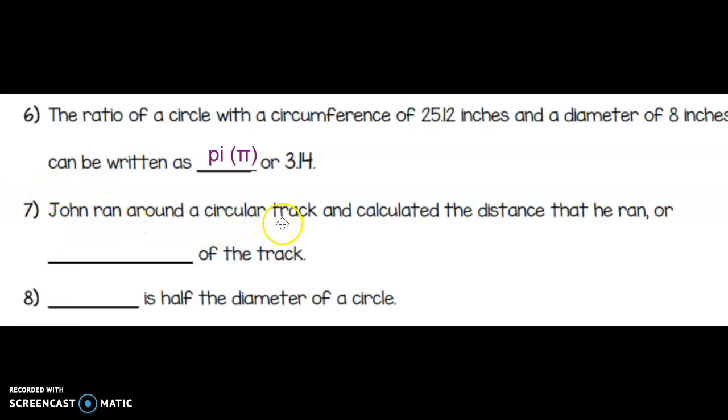John ran around a circular track and calculated the distance that he ran. So the distance around a circle, which is the circumference of the track.